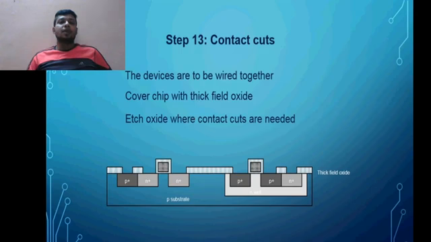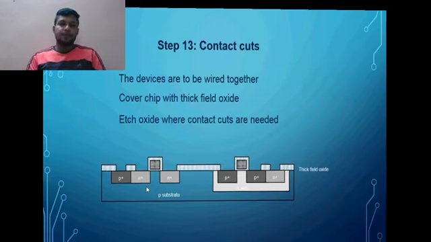Cover the chip with thick field oxide. So this is the oxide layer. Etch the oxide where contact cuts are needed. So here we can see that in this portion we need contact cuts. So wherever the cuts are needed, the oxide is etched off.